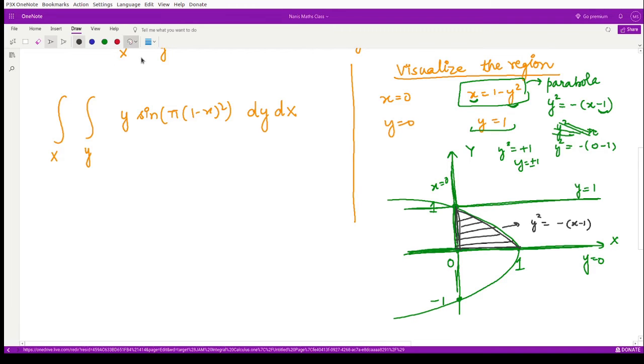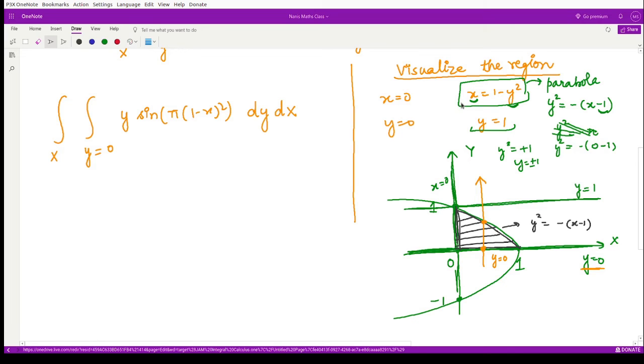Now here, in order to calculate the variable limits of y, we are to take a vertical arrow. When you take the vertical arrow, you will see at which point it enters this region. So here at this point, the value of y is equal to 0, because this is the equation, y is equal to 0. So we have our lower limit as 0, and the upper limit of y would be calculated from this equation of parabola.